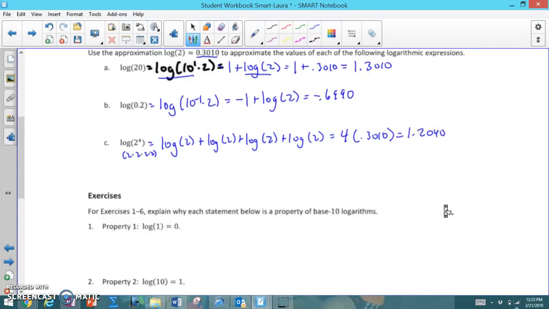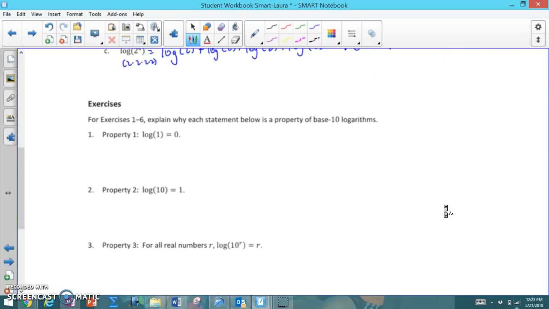Okay. So the next step of this lesson introduces us to or reminds us of all of the properties we've learned and a couple more. So it asks us to explain why each statement is a property. Okay, so if I have log 1 equals 0, a lot of times I'll just rewrite it in exponential. It's base 10 because 10 to the 0 power equals 1.